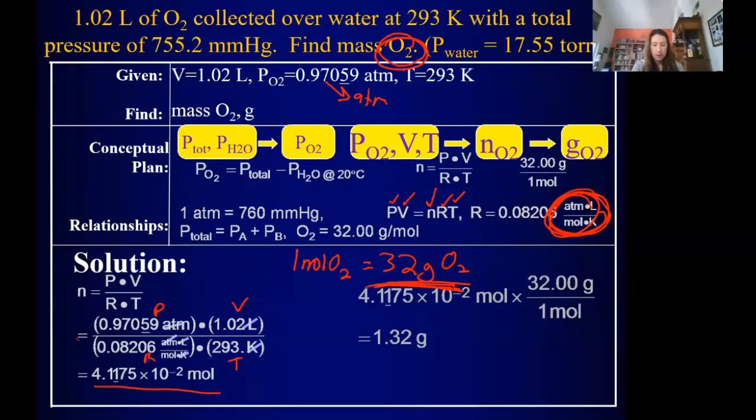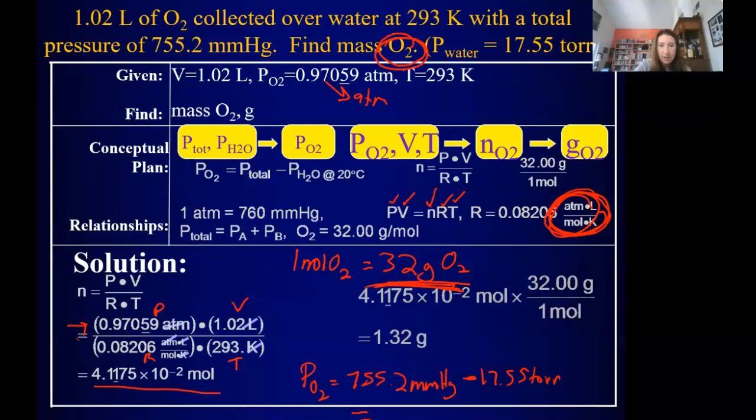All right, so let me just triple check the 755.2 minus 17.55 torr. Yeah, 0.97059. So if you didn't get this atmosphere value, you probably just put something wrong in your calculator, because the calculations here are right. So this is what you get when you subtract it. Again, the key, the first piece, is that "over water" means that to get the pressure of our oxygen, we have to take 755.2 mmHg and subtract 17.55 torr.